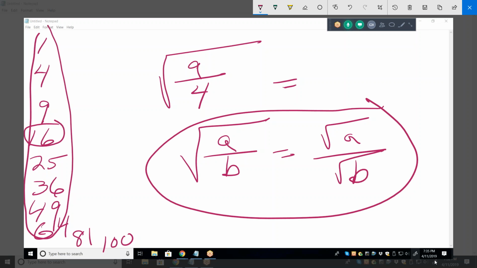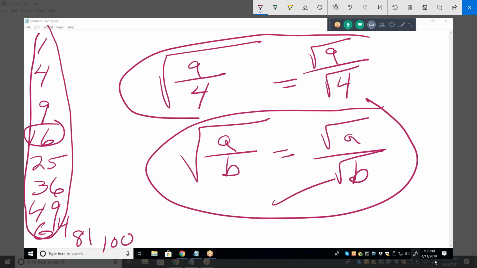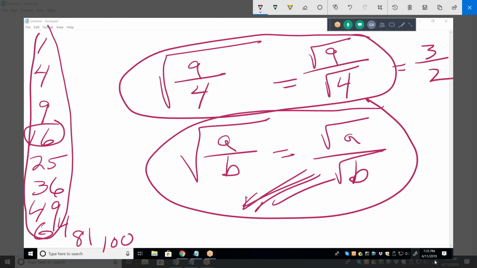Okay, yeah, I'm confused. I don't know how to do that. Well, look at that. What I have is the square root of a ratio, a over b. Well, that's the square root of a over the square root of b. So what's the square root of 9 over 4? Would it be 3 over 2? Yeah. Let's do it this way, though. I prefer to do it this way. In other words, that says exactly what this does. And that becomes 3 over 2.